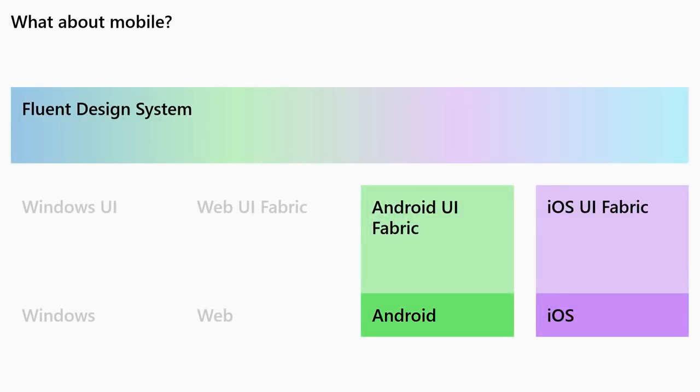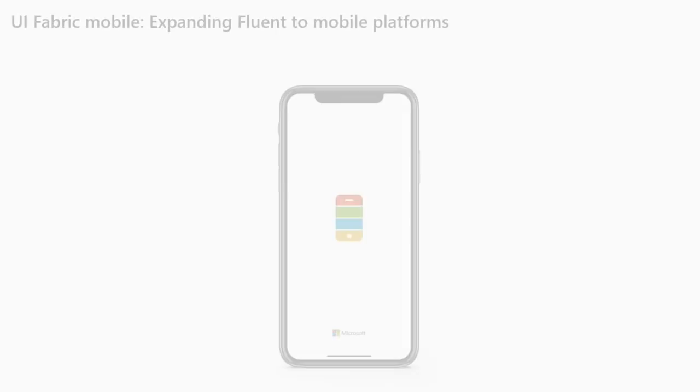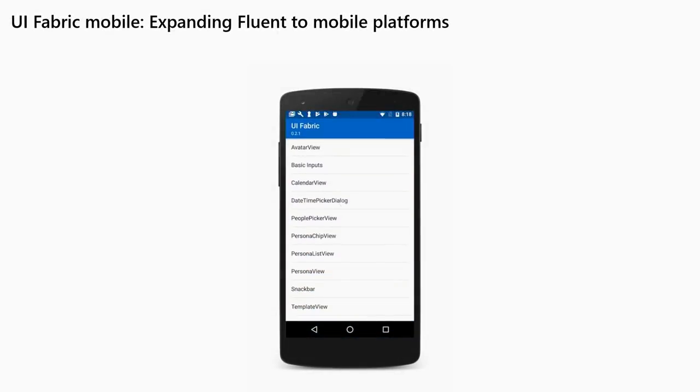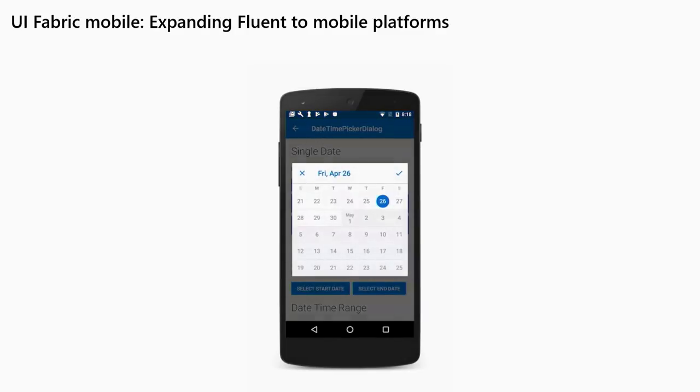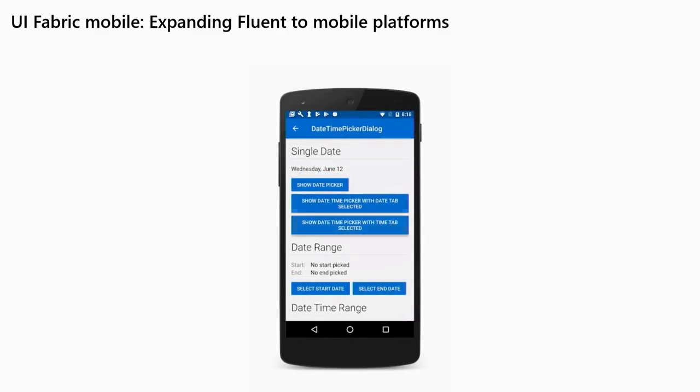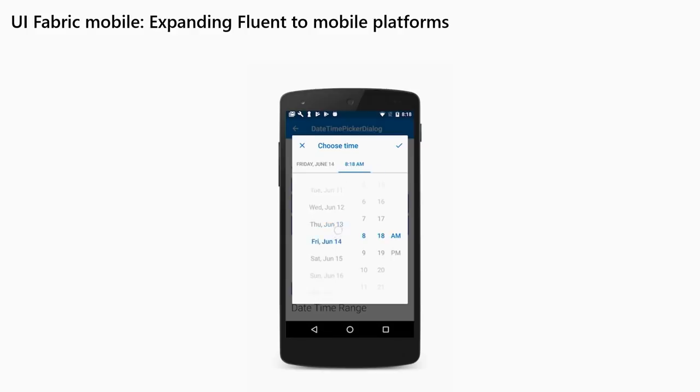So we've also heard you ask before, all of this was about web. What about mobile? How can I use Fluent to build native experiences for iOS and Android? Well, I'm excited to share that today we're announcing UI Fabric Mobile, a set of UI libraries that adapt Fluent to Android and iOS. With Fabric Mobile, you get flexible, accessible, and highly performant controls that allow you to enable powerful mobile productivity scenarios.